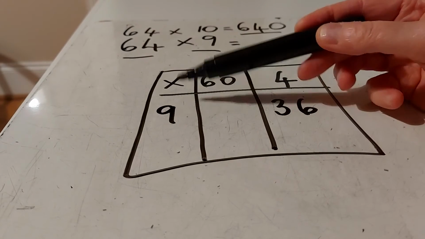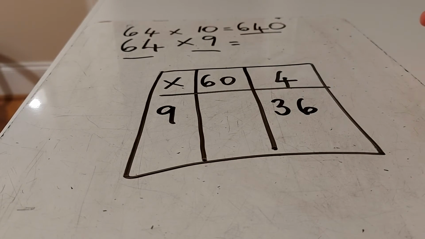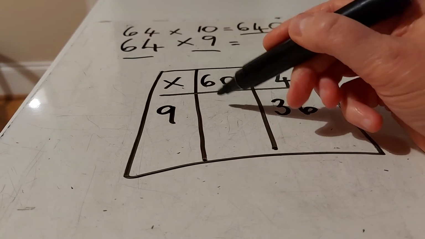Let's go over here, 9 times 60. So we know that 9 times 6, we can do that first. It makes the calculation easy. 6 take away 1 is 5.